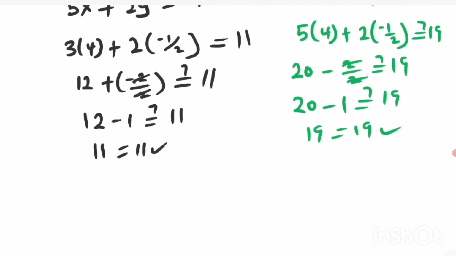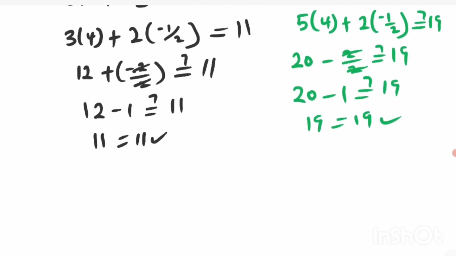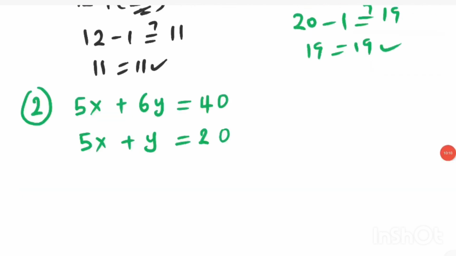Let us solve one more question called question number 2. Now, let's quickly solve this second question. If you have 5x plus 6y is equal to 40, then 5x plus y is equal to 20, then we want to find the value of x and y. Now, 5x plus 6y is equal to 40. Let us call this equation 1. Then 5x plus y is equal to 20. Let us call this equation 2.